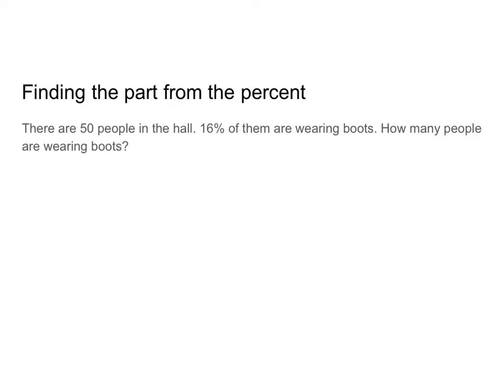All right, so let's say there are 50 people in the hall before school. 16% of them are wearing boots. How many people are wearing boots? So let's set up our ratio just like we have in the past. But this time, let's carefully track what we know. So 16%, so we've been given the percent. Let's enter that in as 16 out of 100.